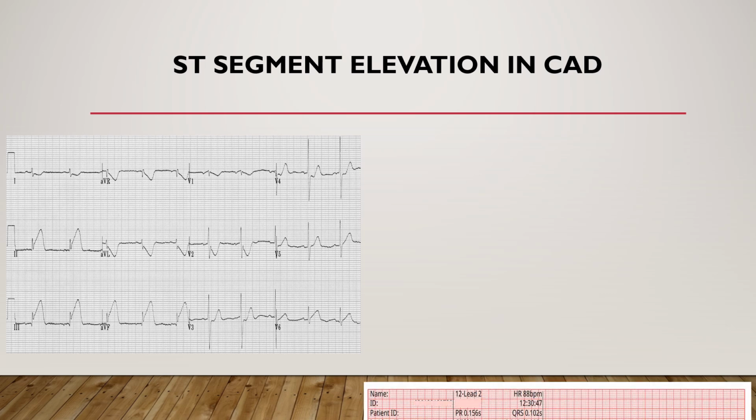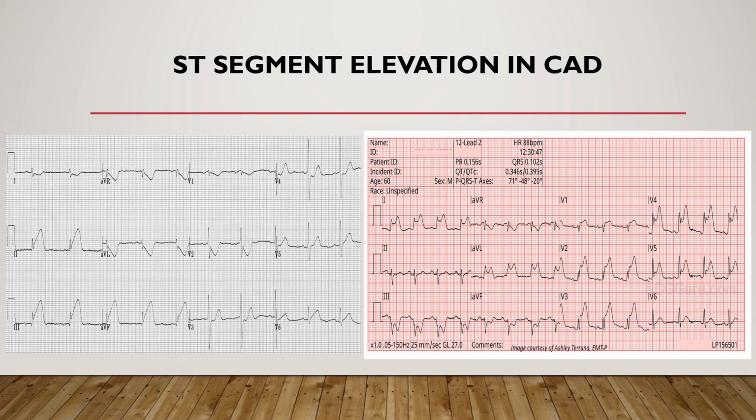Let's take a look at another one. On the second EKG, on the right, you see ST segment elevation in lead 1, lead AVL, lead V2 through V5. You also see some reciprocal changes in inferior leads, such as lead 3 and AVF. So the second EKG represents diffuse anterior wall myocardial infarction, with a likely culprit lesion being the left anterior descending artery or LAD.